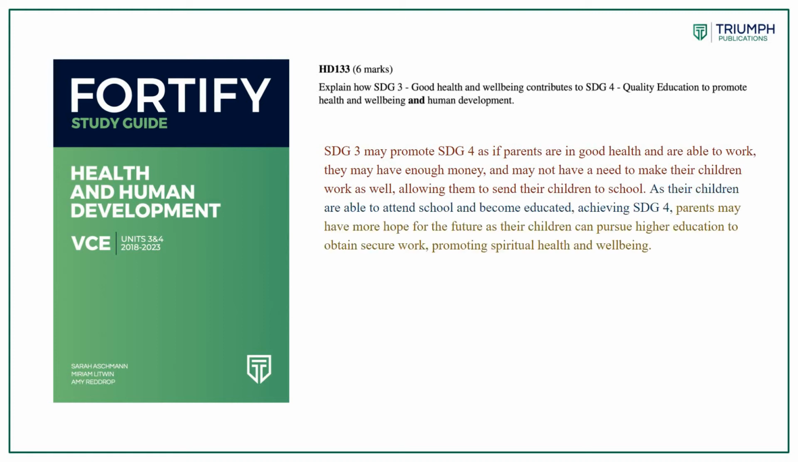Then, for your second mark, it's pretty tricky. You'll see it in blue, and you'll say, as their children are able to attend school and become educated, achieving SDG 4, parents may have hope for the future as their children can pursue higher education to obtain secure work, promoting spiritual health and well-being. You don't have to link to spiritual health and well-being in this case, but this is just an example. So for your second mark, you just need a quick sum-up sentence saying how their children going to school will actually achieve SDG 4.